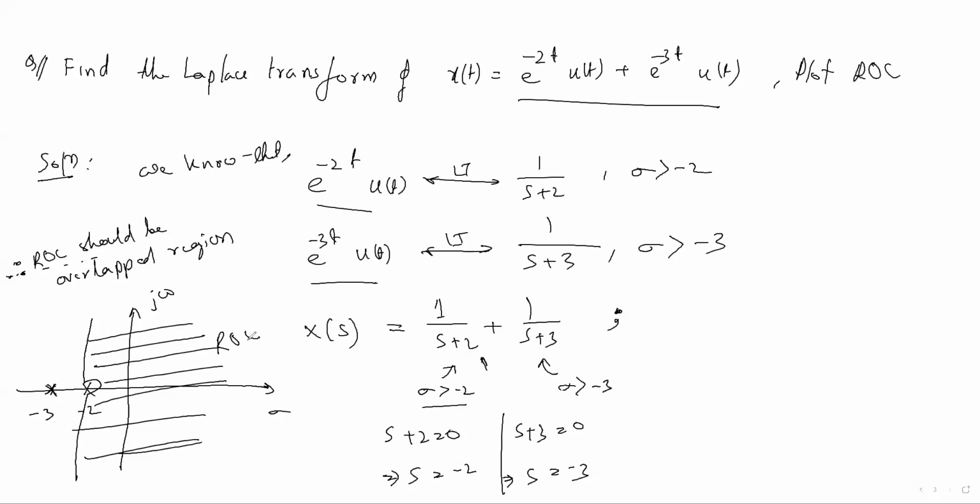So what is the ROC of the signal then? The ROC of the signal should be greater than -2. Is it clear? The ROC of the signal should be greater than -2. Is there any problem? Is there any doubt? How can we find that the ROC of the signal is greater than -2? Since ROC greater than -2 is the overlap region, that's why the ROC of this signal is sigma greater than -2.